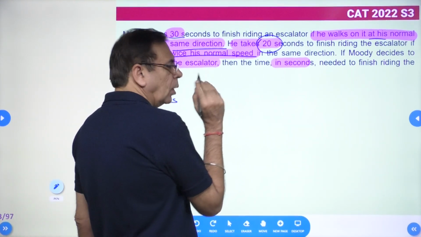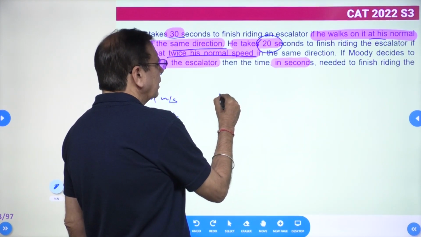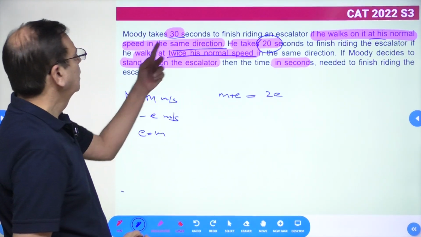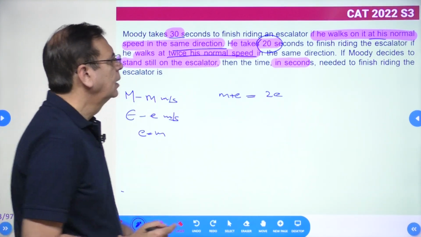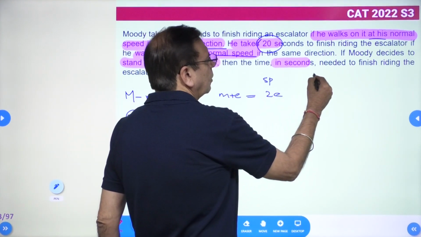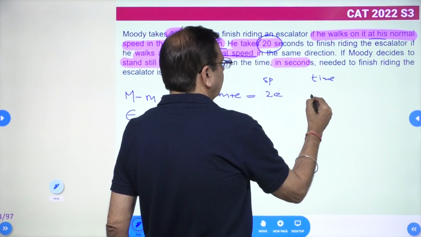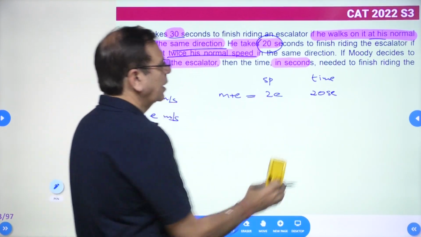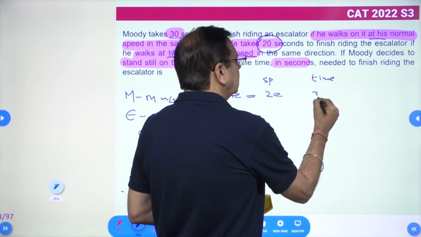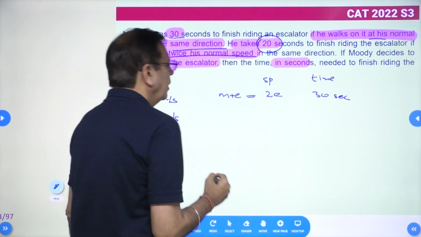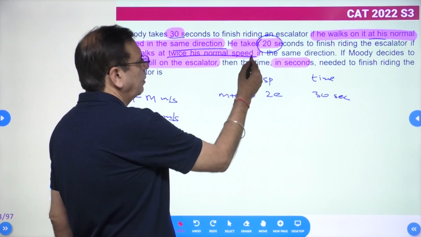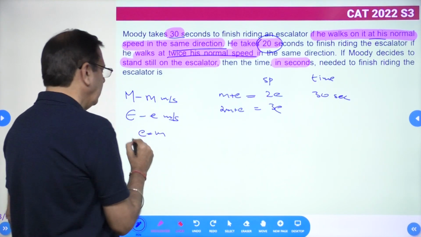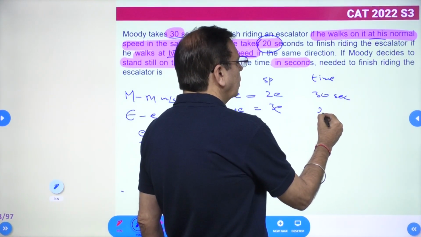So what is the speed of Moody plus escalator? Initially it is m plus e, which is nothing but 2e, because he is walking at his normal speed. If this is the speed, what is the time taken? It is 20 seconds as per the question. Sorry, it is 30 seconds. 20 कहाँ से बोल रहा हूँ? गलत लिख दिया मैंने. 30 seconds. Okay. If the speed has become double, Moody ने अपनी speed double करी, तो 2m plus e हो गया, which is nothing but 3e, because m is equal to e. The time taken is 20 seconds.